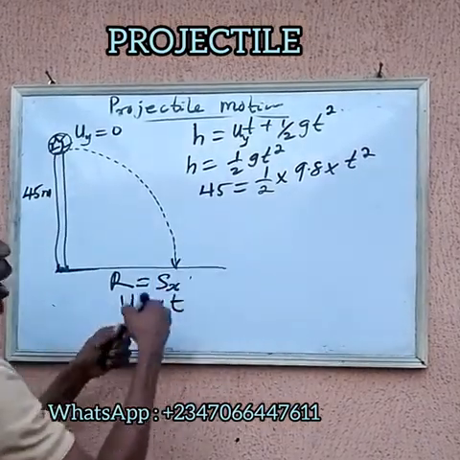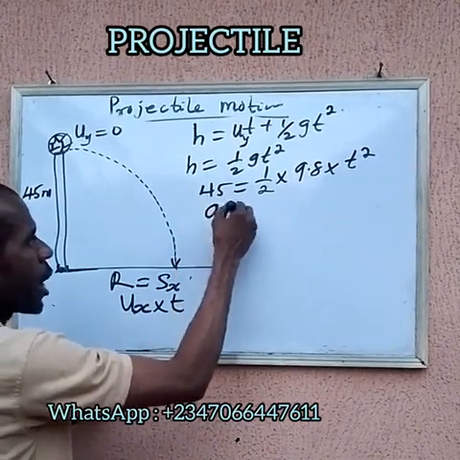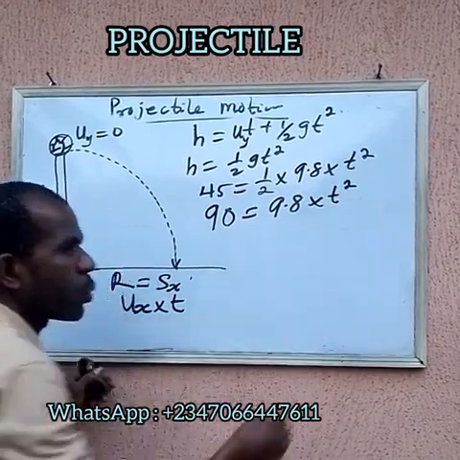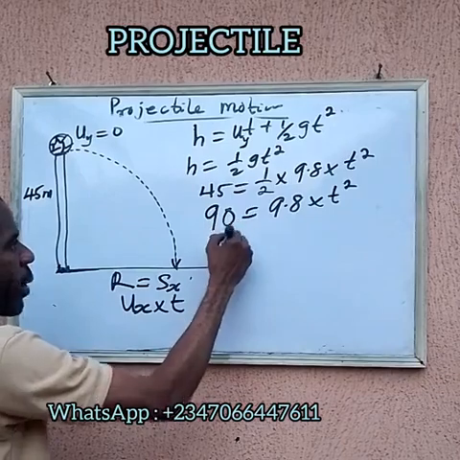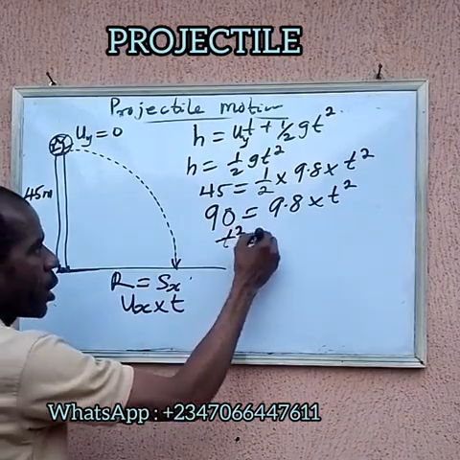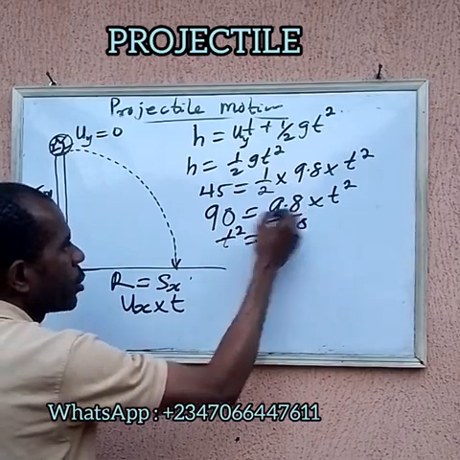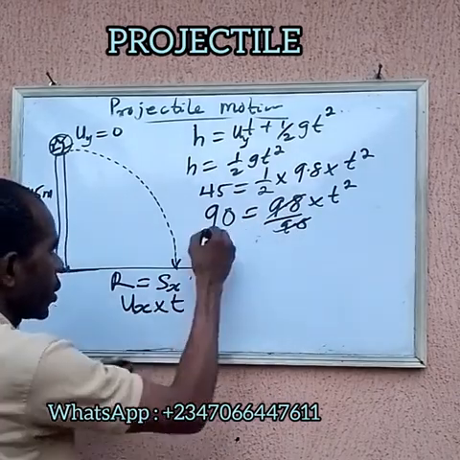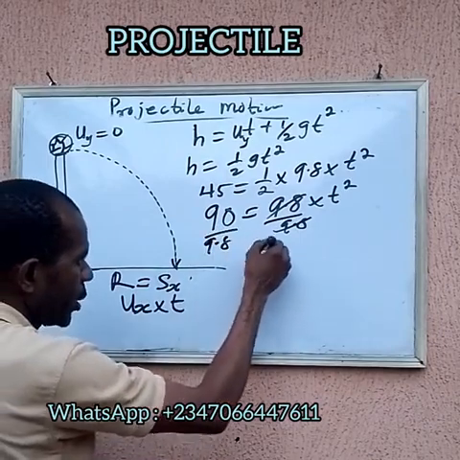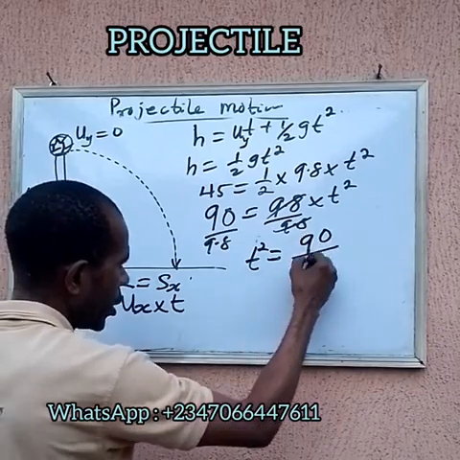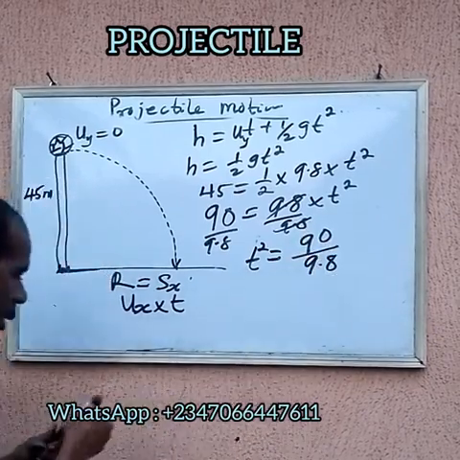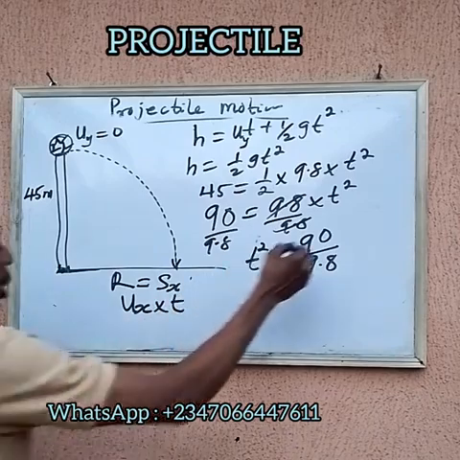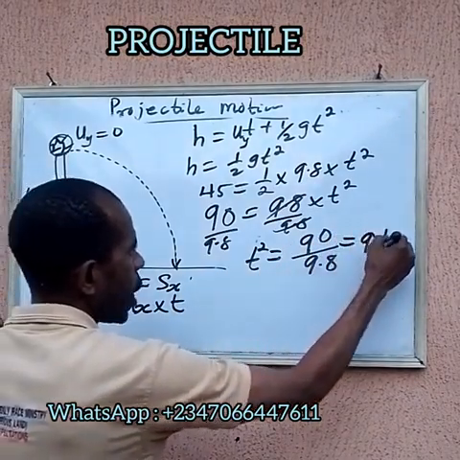Now we can cross multiply. 2 times 45 is 90, equal to 9.8 times t squared. Then to get our t squared, we divide both sides by 9.8. The 9.8 there is gone, and then we have t squared equal to 90 over 9.8. Now let us divide 90 by 9.8. 90 divided by 9.8 will give us 9.18.